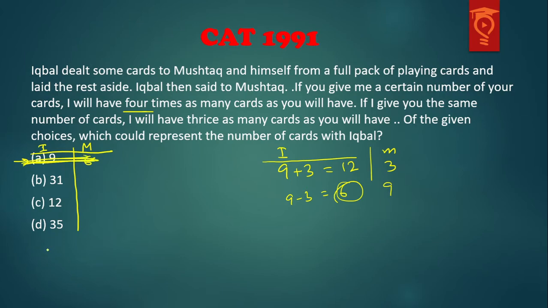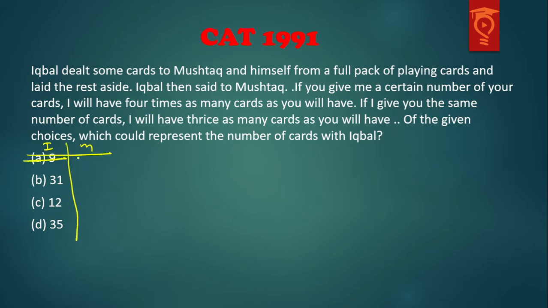When you transfer 3 cards here and there, please understand that there will be a transfer of 3 cards at least, because the number of cards that Iqbal is supposed to have in the first place is to be a multiple of 4. So he has to receive at least 3 cards. So first option doesn't work out because with just a small number of transfer, he is having fewer cards than Mushtaq in the second case, whereas he should still have more cards than Mushtaq in the second case. So I hope you understand this. So first option is gone. Let me try the second option.